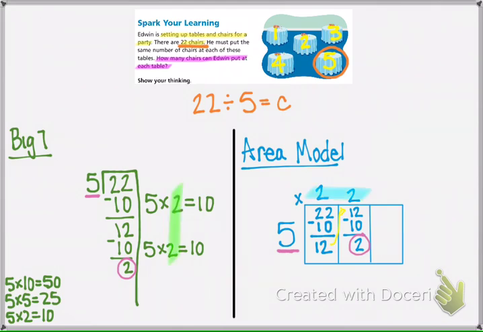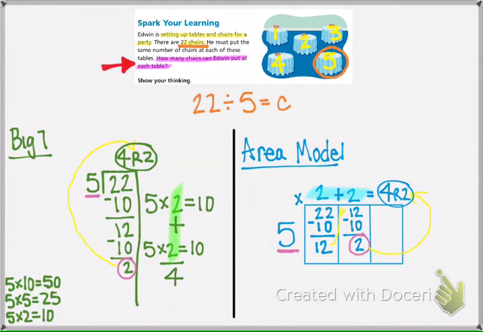So we're going to add up our multiples and get 4. So we have 4 chairs per table now. We have 4 per group, with 2 left over as our remainder, so we're going to bring that up near our 4, and it's 4 remainder 2. But that's not the question that we need to ask. The question we need to ask is how many chairs can Edwin put at each table?